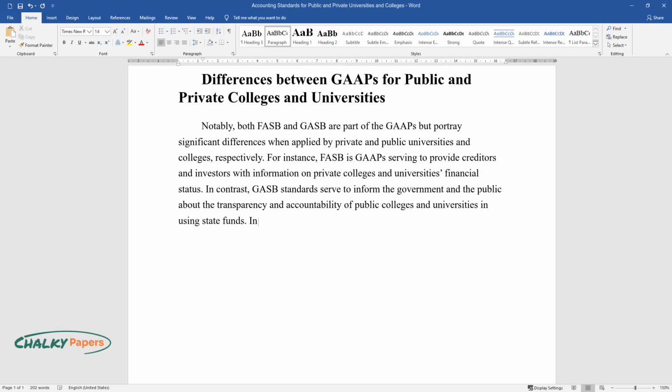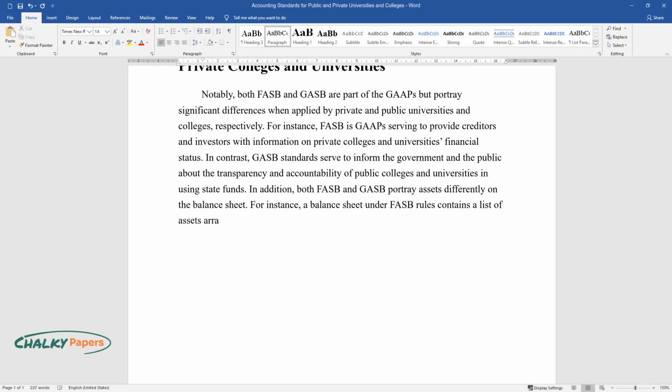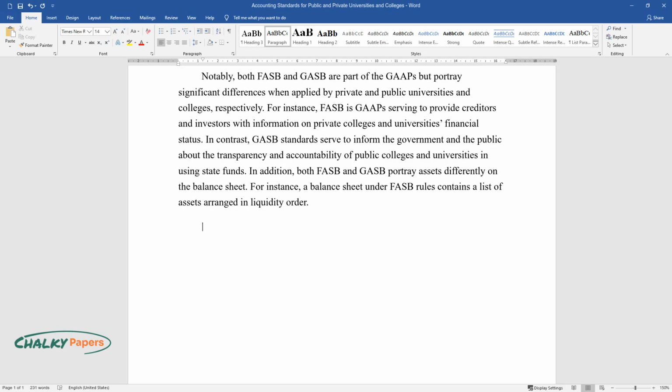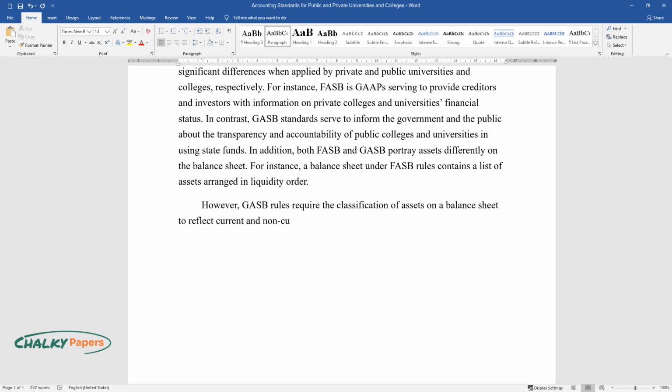In addition, both FASB and GASB portray assets differently on the balance sheet. For instance, a balance sheet under FASB rules contains a list of assets arranged in liquidity order. However, GASB rules require the classification of assets on a balance sheet to reflect current and non-current assets.